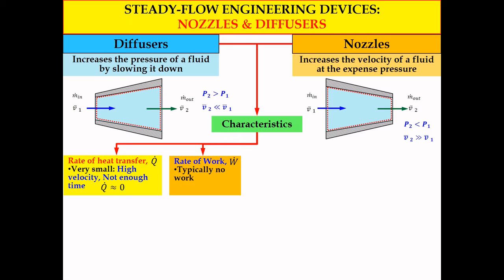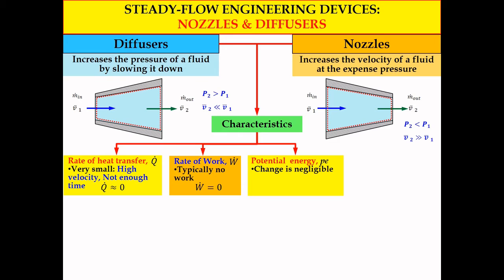W dot. So in the diffuser and also in the nozzle there is typically no work involved, because in the diffuser and also nozzle there is no movement of mechanical works, shaft, moving boundary and so on. So that's why typically no work is involved in the diffuser and also in the nozzle. So the term for W dot, rate of work or work, will be equal to 0 for the diffuser and also for the nozzle.